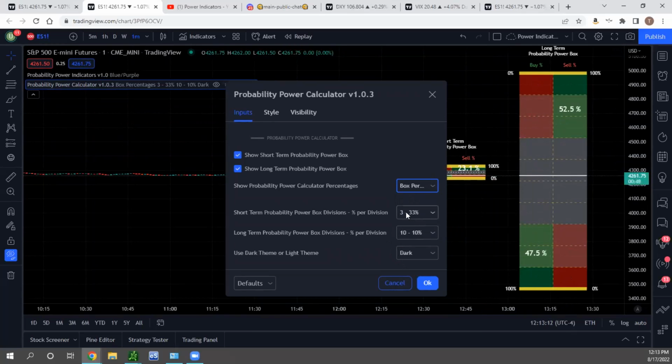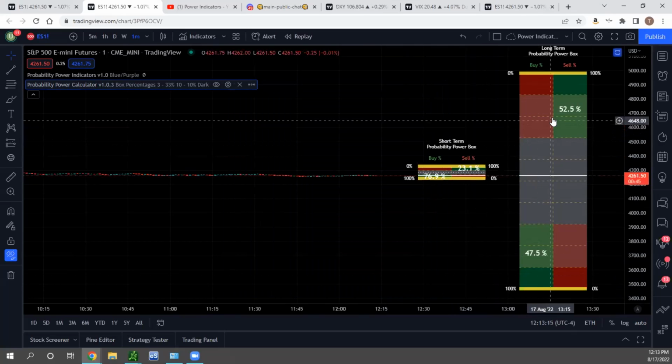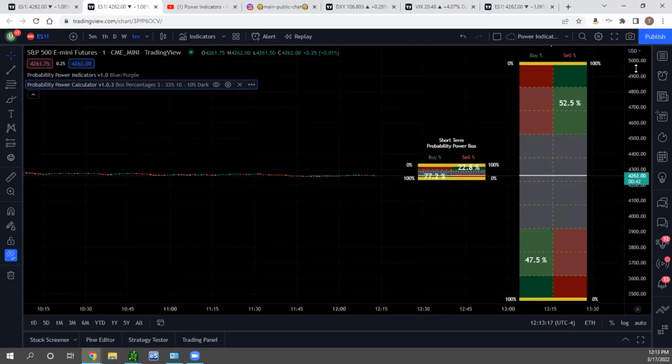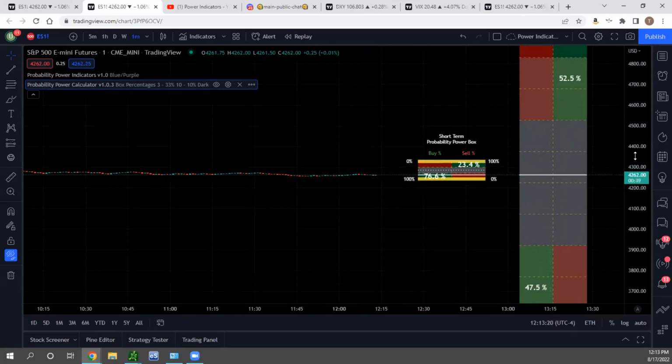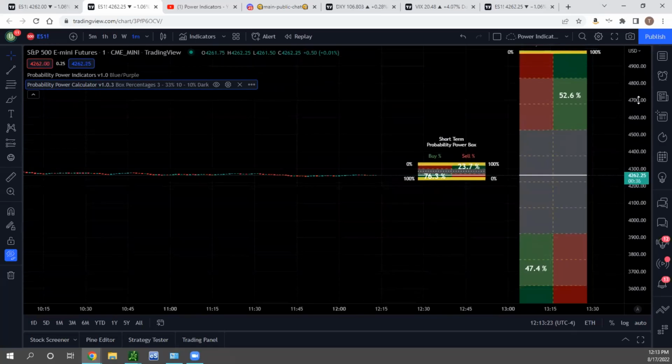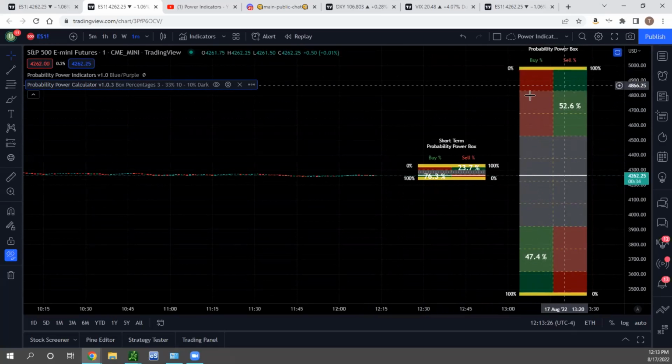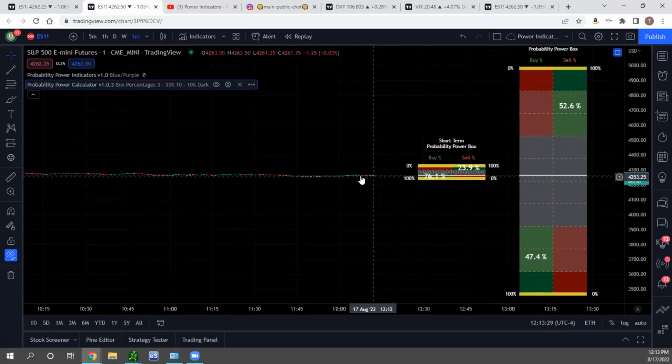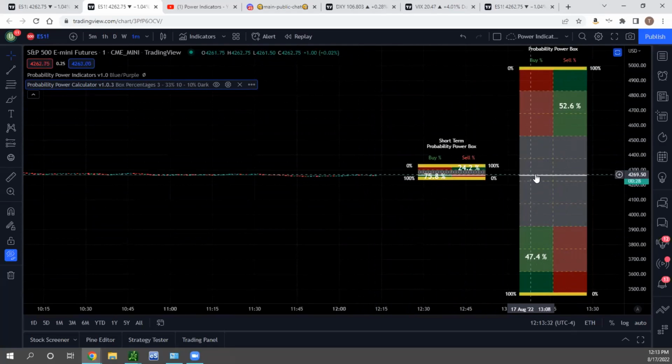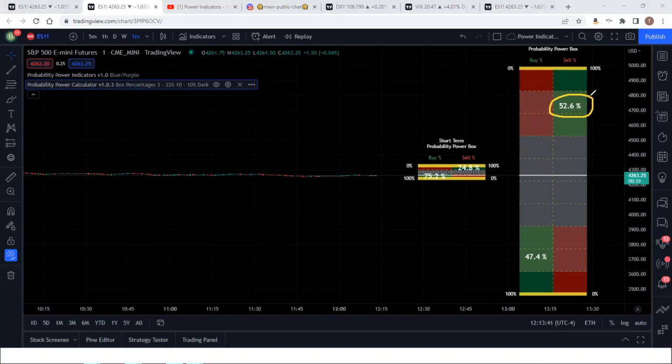If you change that to the box percentages, now it's going to give you the dynamic percentages in each of the calculators. So right now, what the long-term probability power box is telling us at this point in price, we're kind of in the middle of the box here in the gray zone. And so that is showing us that we have a 52% chance of price going down from this level, and a 47% chance of the price going up from this level. And that's long term.